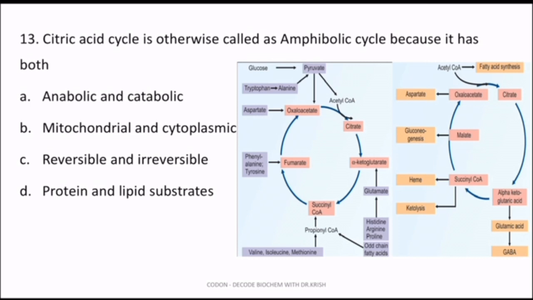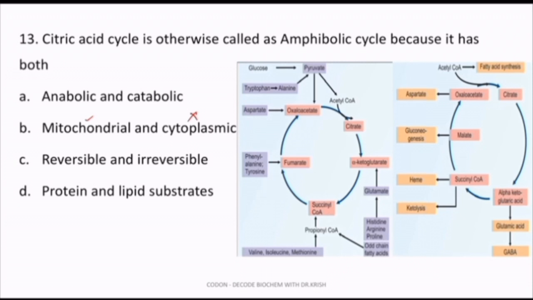Next, the citric acid cycle is otherwise called the amphibolic pathway, because it has both anabolic and catabolic roles, is mitochondrial or cytoplasmic, reversible or irreversible, and contains protein and lipid substrates. So what is the answer? First is option B, right? The cycle happens only in mitochondria, not in cytoplasm. It is called the amphibolic pathway because it has both anabolic and catabolic pathways, because there is continuous influx of substrates into the TCA cycle, and there is continuous efflux of products also.